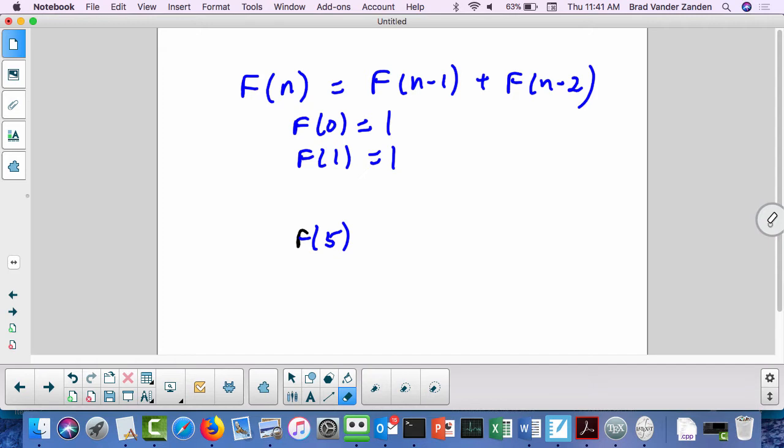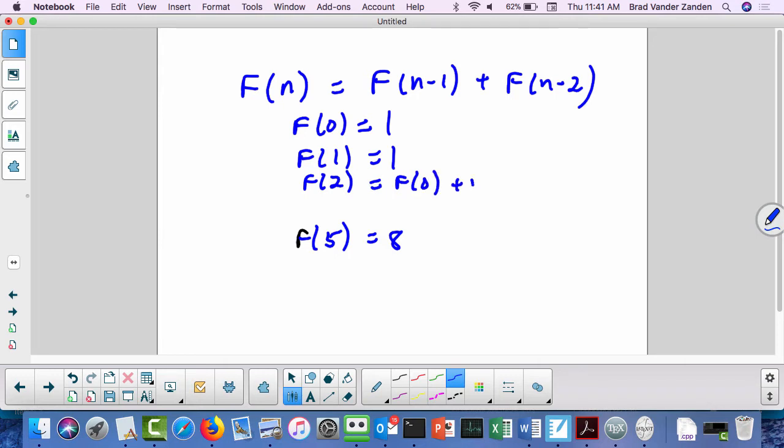Okay, what is f of 5? 8. Very good. Now there's two ways you could get to 8. Okay, one is you could start building up the Fibonacci numbers from the bottom. So we know that f of 2 is f of 0 plus f of 1, which is 1 plus 1, which is equal to 2.